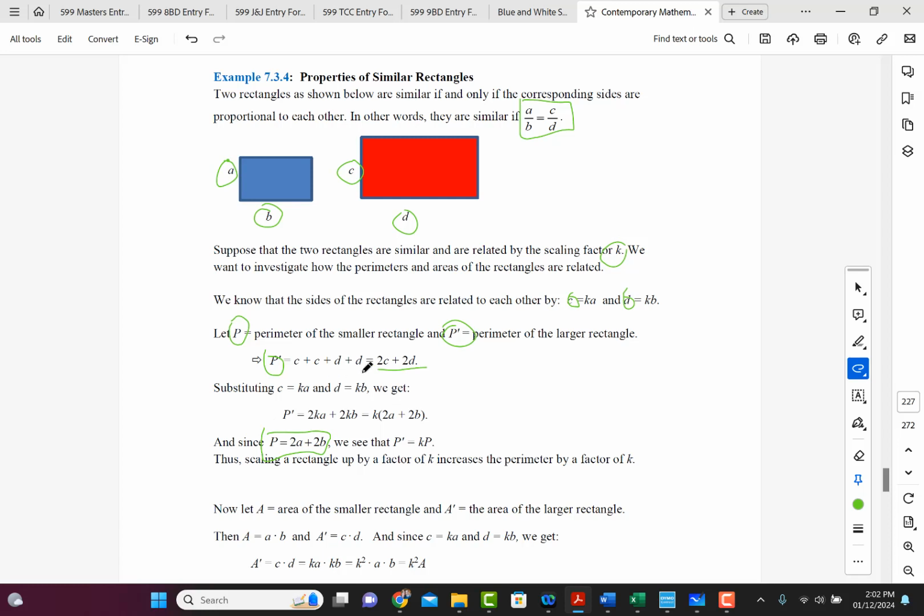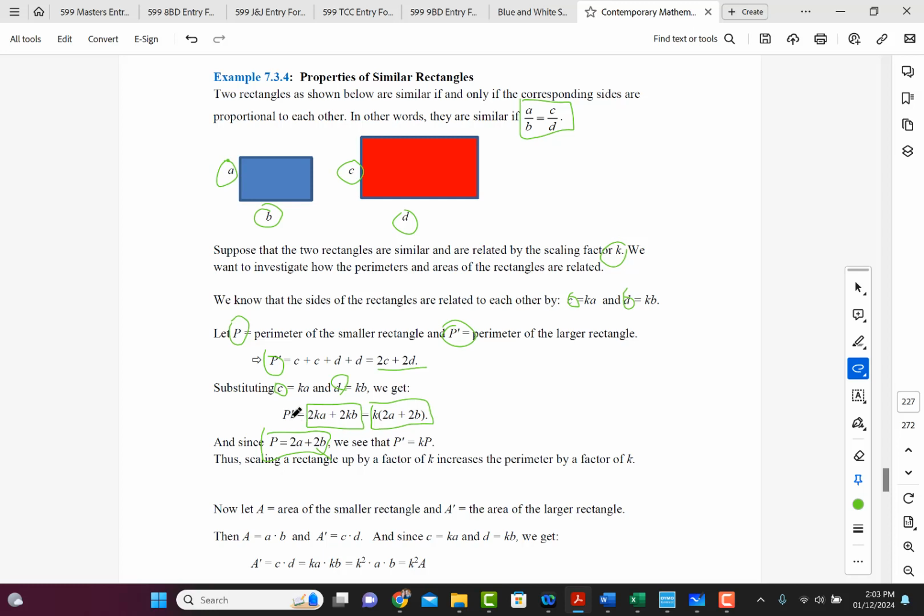Now, using this formula for P prime, we know that C is equal to K times A and D is equal to K times B, so we can substitute and we get P prime is equal to this, which can then simplify to this by using properties of numbers, the distributive property. We can factor out the K and we get this. And likewise, we get P is equal to this.